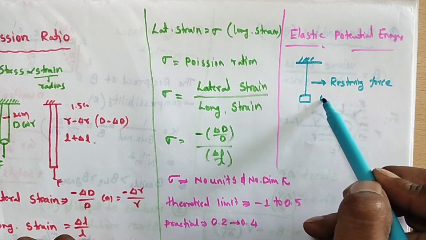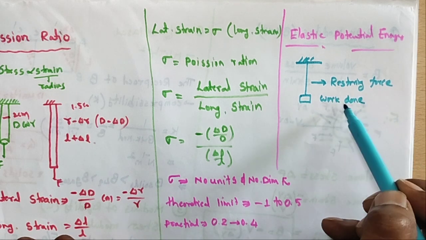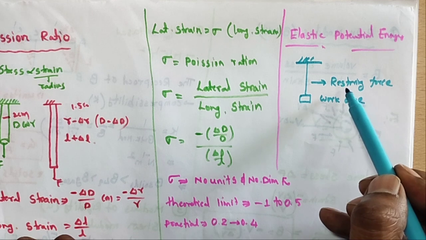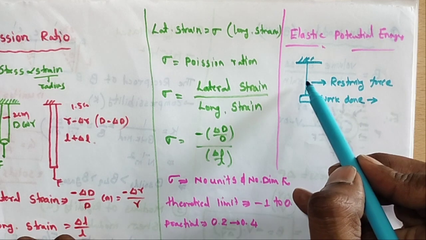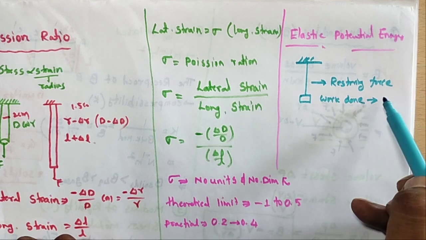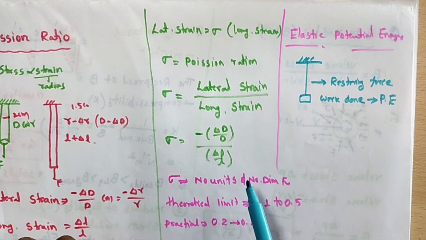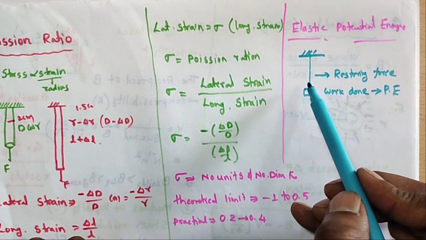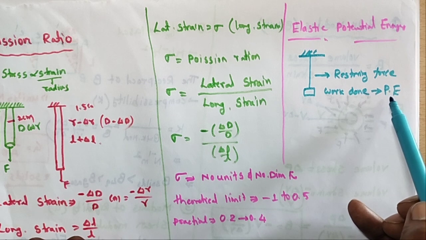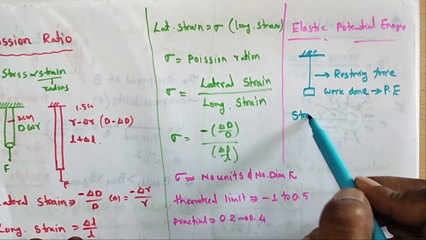Some work is done against restoring forces. This work done, stored in the wire, is called elastic potential energy. The work done against the restoring force, against the stretching force, is called elastic potential energy or strain energy also.